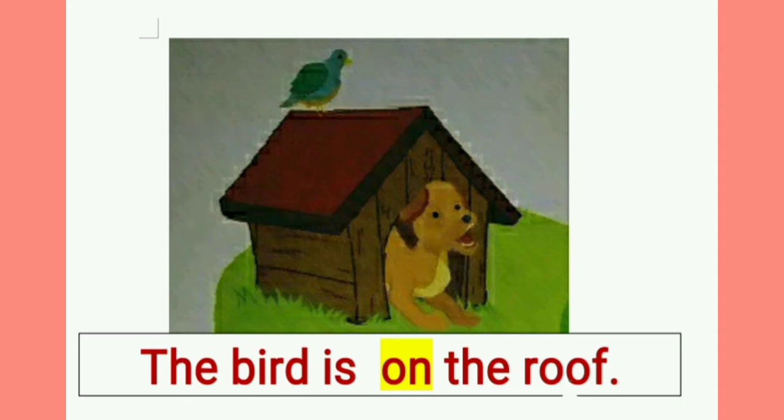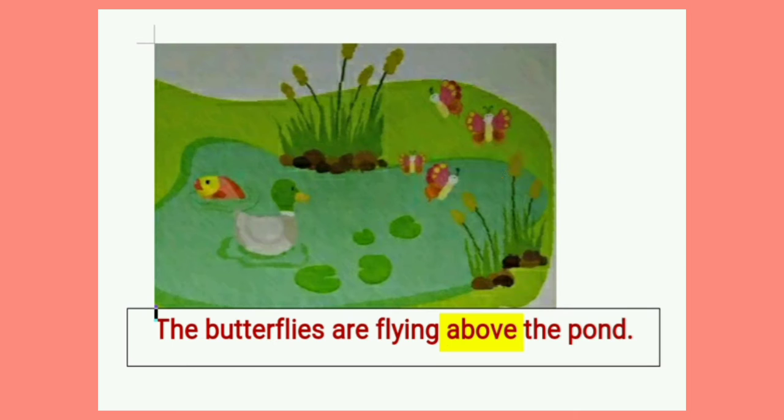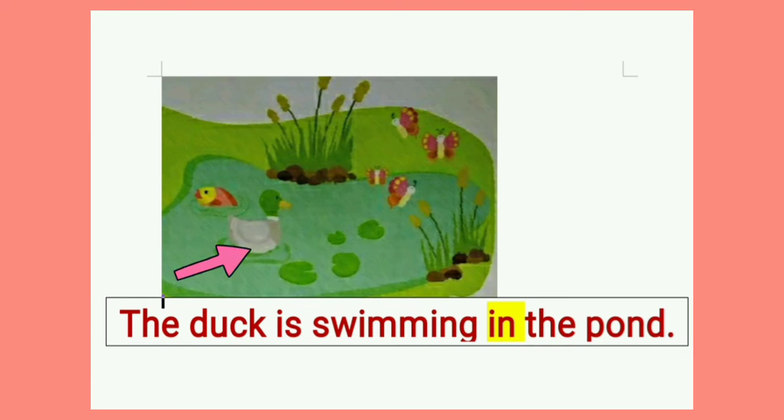and roof. Next one, the butterflies are flying above the pond. So the preposition above shows the relationship between the butterflies and the pond. Above means higher than something else. Next one, the duck is swimming in the pond.